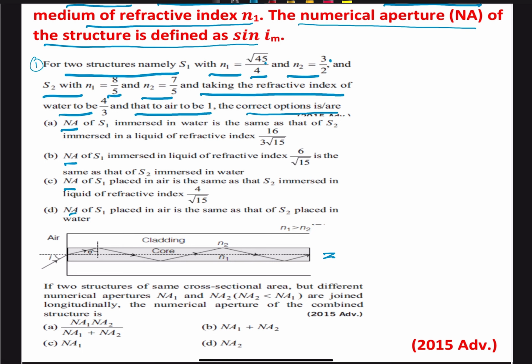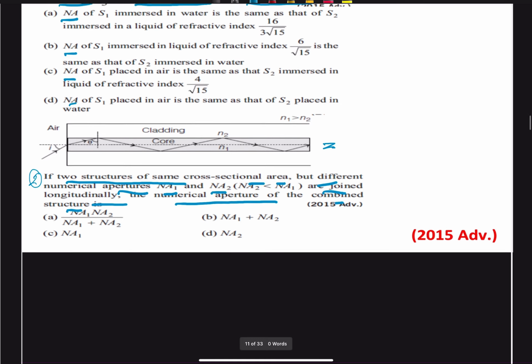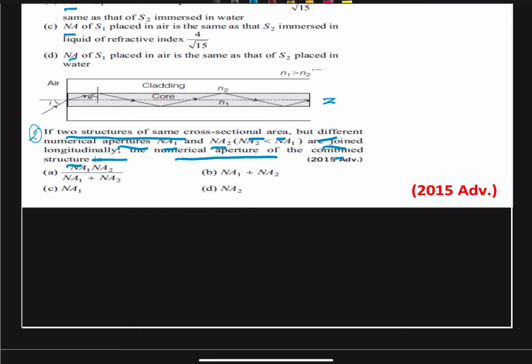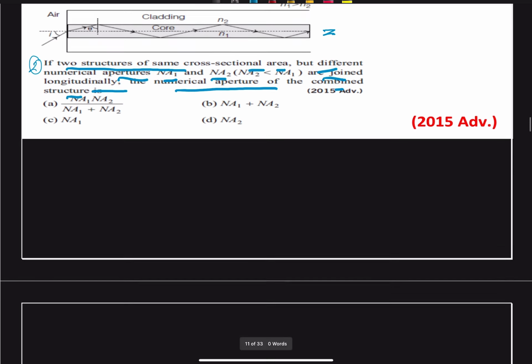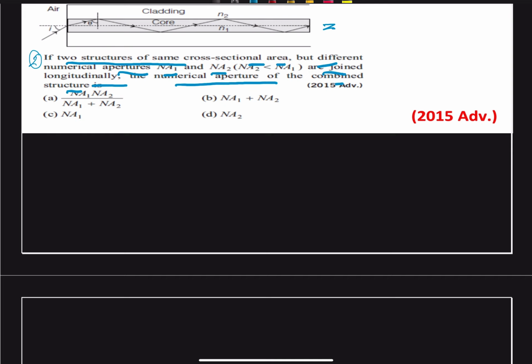And in the B part, second part, it is said that if two structures of the same cross-sectional area but different numerical apertures NA1 and NA2 are joined longitudinally, the numerical aperture of the combined structure is. In the first case, we are going to find out what will be the numerical aperture. So for that, let us draw a rough approximate figure with respect to the total internal reflection.